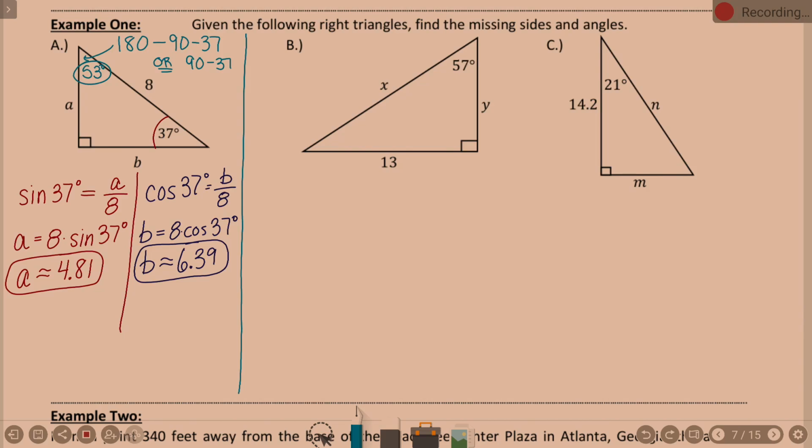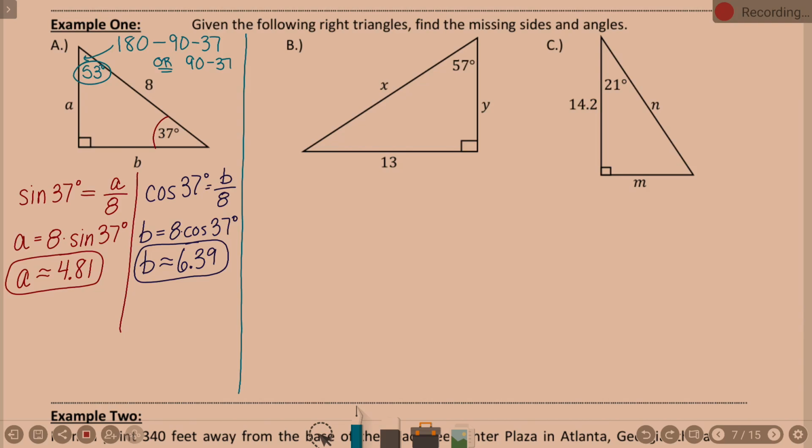Now, Logan commented when he set this up that he just kept using 37 degrees. Could we have done something with the 53 degrees if we wanted? Yeah, you could have used 53 degrees if you wanted. That is an option. I tend to just stick with the angle they give me so I don't have to worry about any subtracting mistakes, but that is an option.